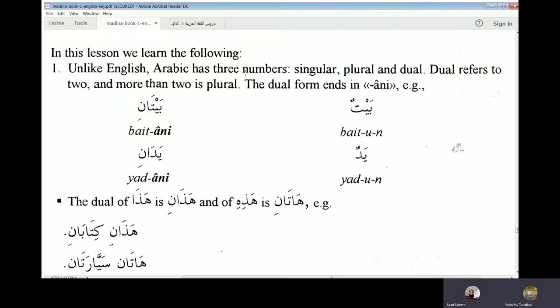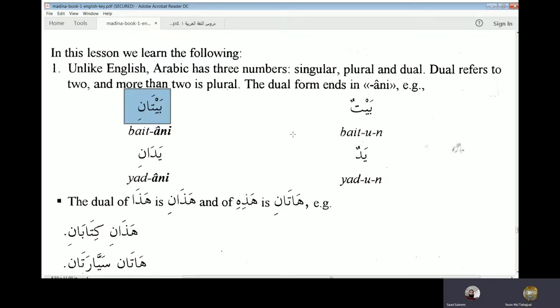The dual form ends in ani. Ani means alif noon. So all the dual will end with alif and noon.